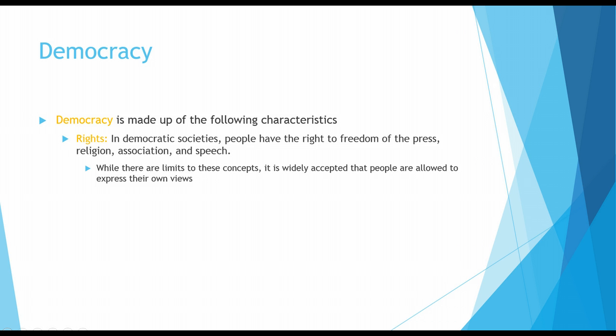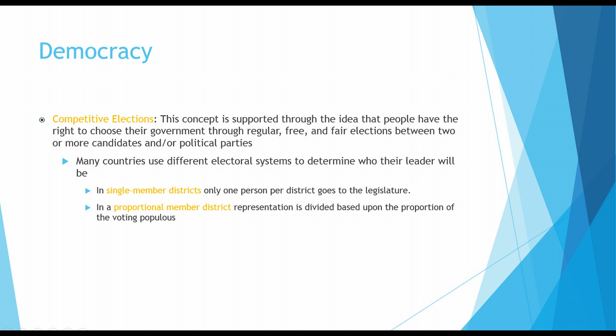In democratic societies, people have the right to freedom of the press, freedom of religion, freedom of association, and freedom of speech. While there are limits to these concepts, it is widely accepted that people are allowed to express their own views. So the big thing that we're going to see within democratic societies is that people within those societies have the right to express what they feel, and both their support for the government and their support against the government.